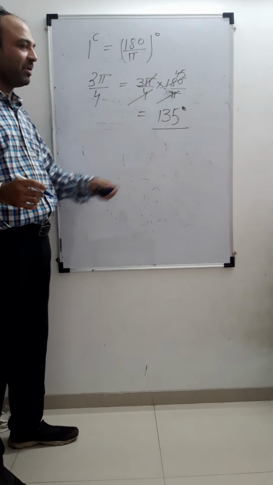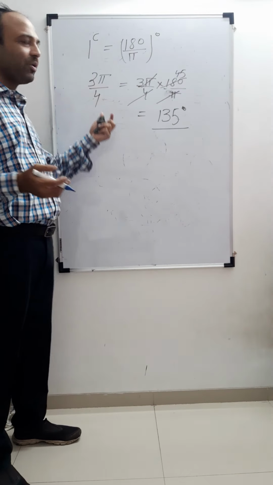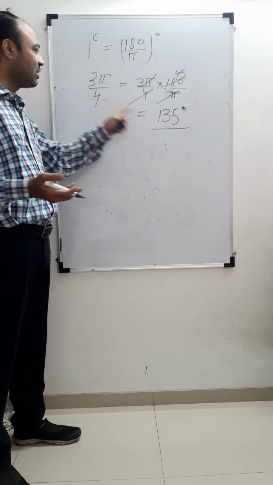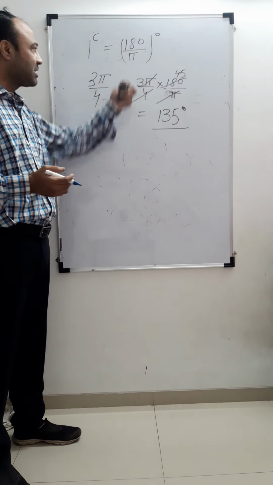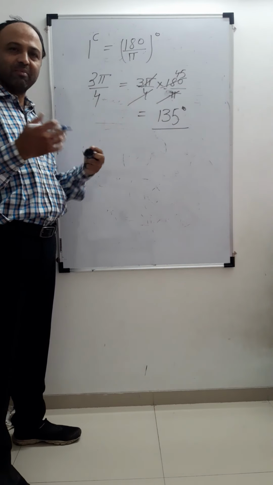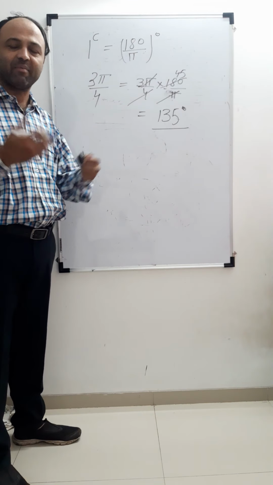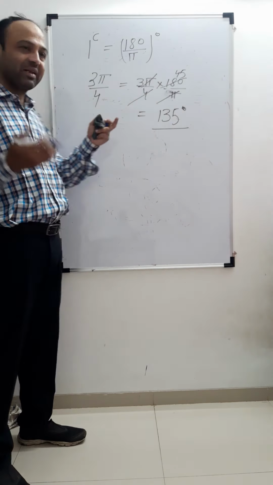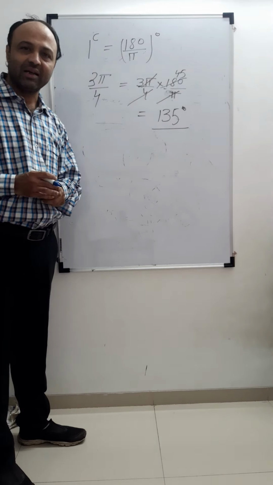Fine, so 135 degrees. And I told you that pi by 4, if you remember, is 45, so 45 into 3, 135 degrees. This is the methodological way. And if you understand that pi by 2 is 90, pi by 4 is 45, pi by 3 is 60, then you can calculate immediately. Right here. So this way we can convert radian to degree.